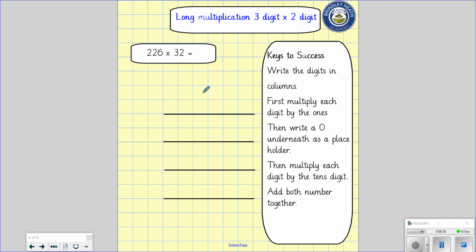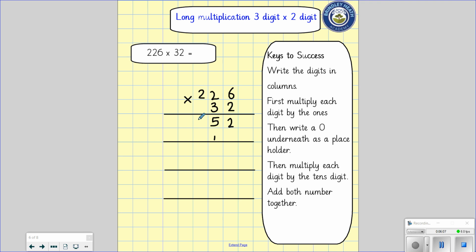Then we would move on to 3-digit numbers multiplied by a 2-digit number. So again, I'm going to line up my digits in columns. This time my calculation is 226 multiplied by 32. There's my digits lined up correctly in their columns, and I'm going to begin by multiplying each of these digits by the 2 ones. 2 times 6 is 12. 2 times 2 is 4. Add that extra 1 that I've exchanged gives me 5.